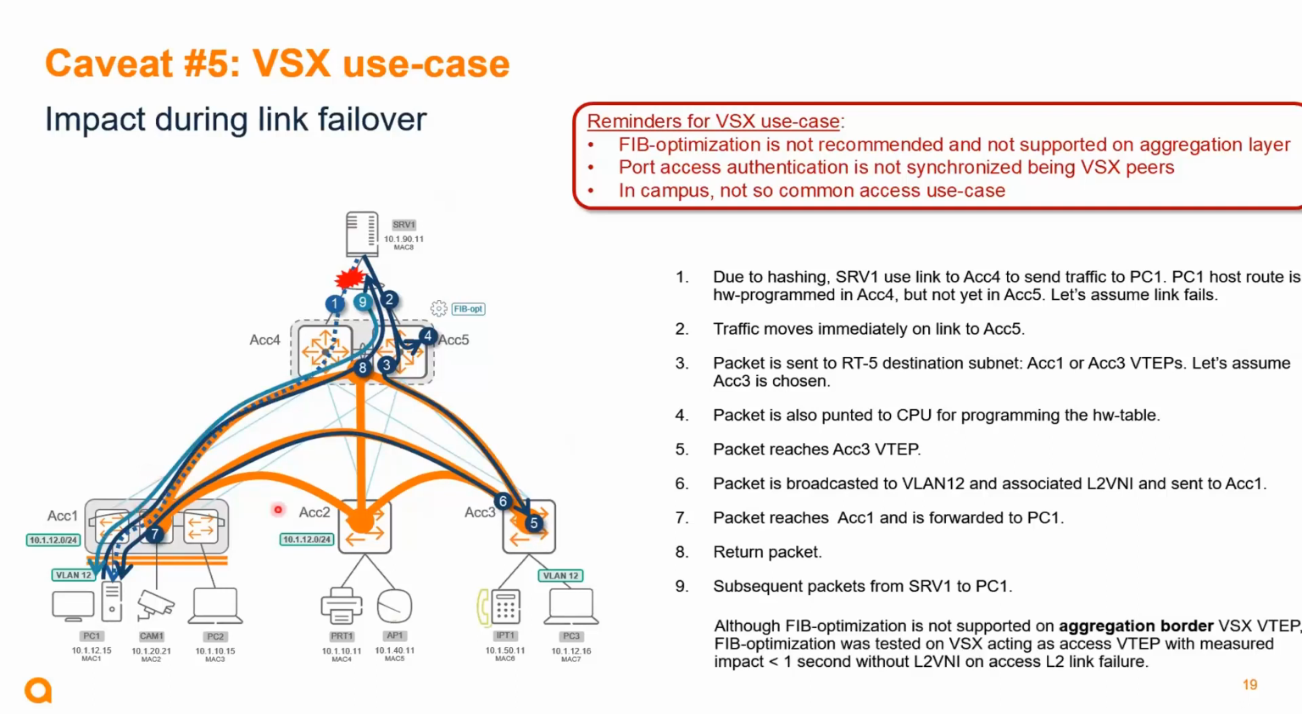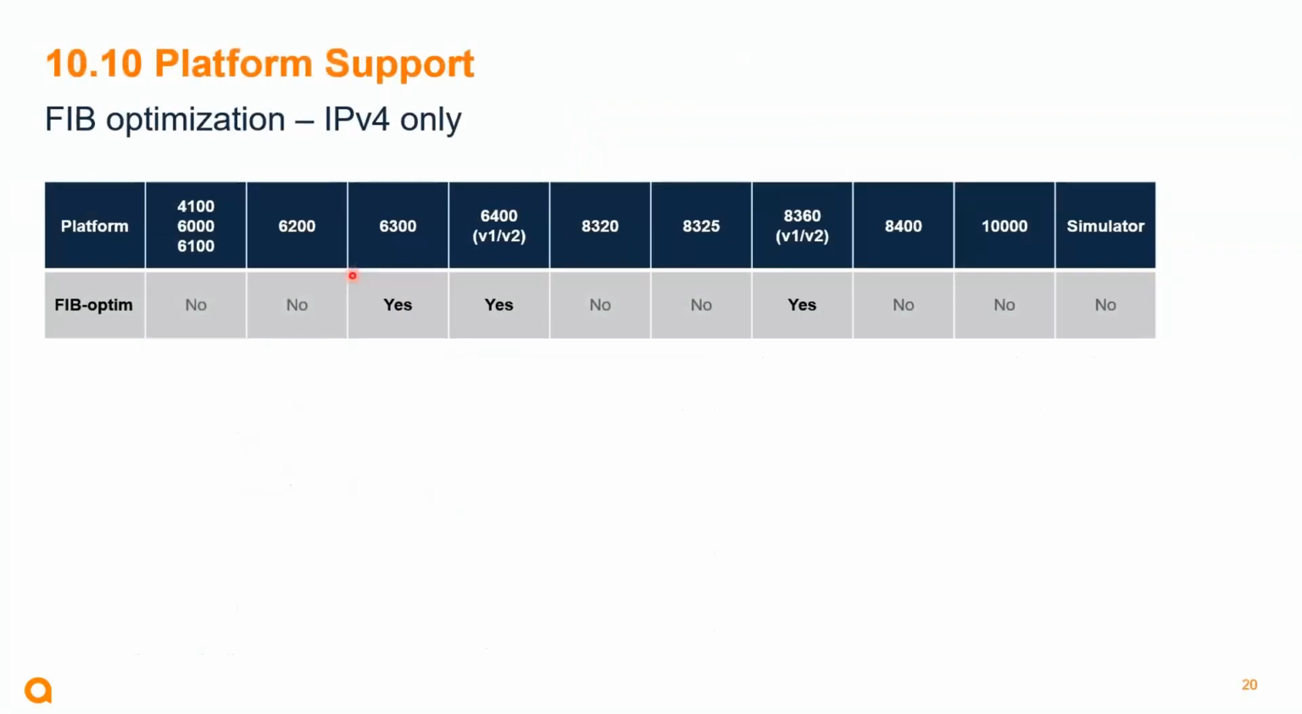So you understood it. Although FIB optimization again is not supported on the aggregation layer, we qualified it for the VSX acting as an access VTEP in case some customers are using that. But again, that should not be so common. The impact that we see for a link failure on that host, for instance, is less than 1 second. The platforms supported for that feature are 6300, 6400, regardless of V1 or V2, and 8360.